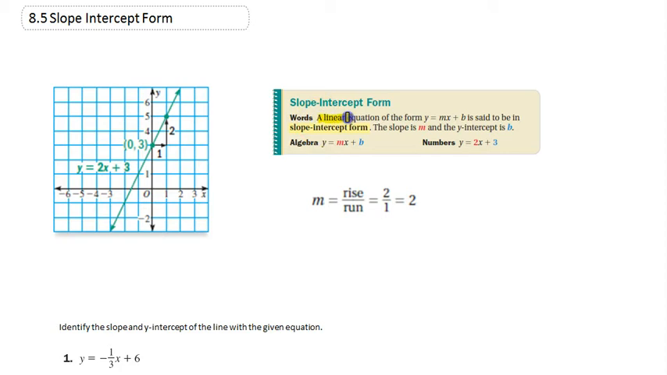Slope-intercept form is a linear equation in the form of y equals mx plus b. Now this is something we've already previously talked about. So it's in terms of y, y equals mx plus b. It's in slope-intercept form when it's in this form. The m represents the slope of the line, and the b represents the y-intercept.